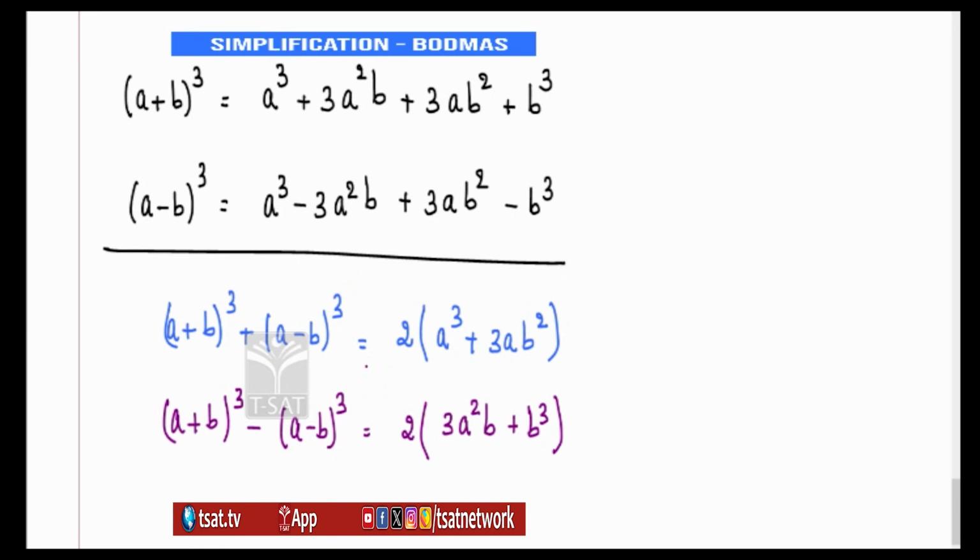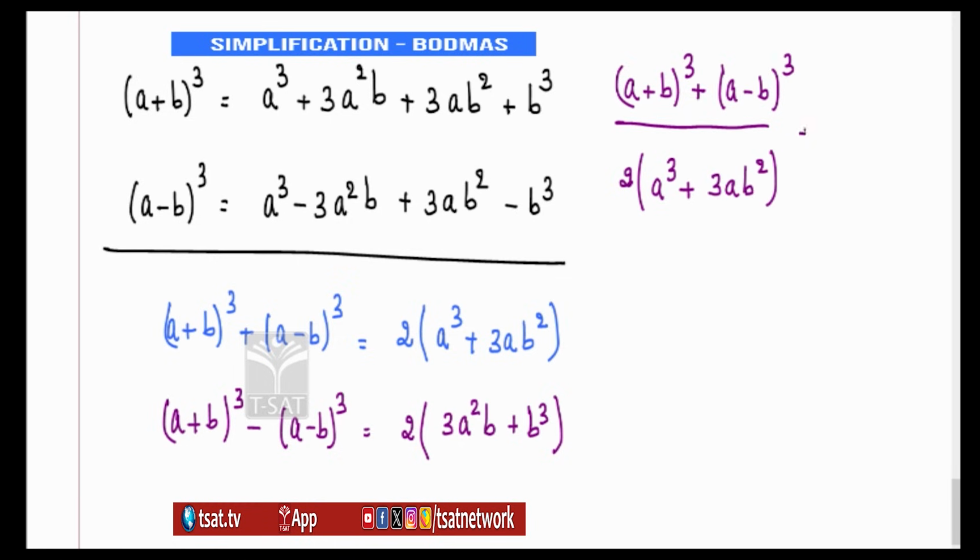So, if you do plus, a cube plus 3a square b will be left out. If you do minus, 2 into 3a square b plus b cube will be left out. They may ask you like this also: a plus b whole cube plus a minus b whole cube divided by... we know first and third term will be left out. First term is a cube, third will be 3ab square, is equal to 1, or else sometimes they may not give you this 2. So, is equal to what? 2. So, this is how you can directly say.